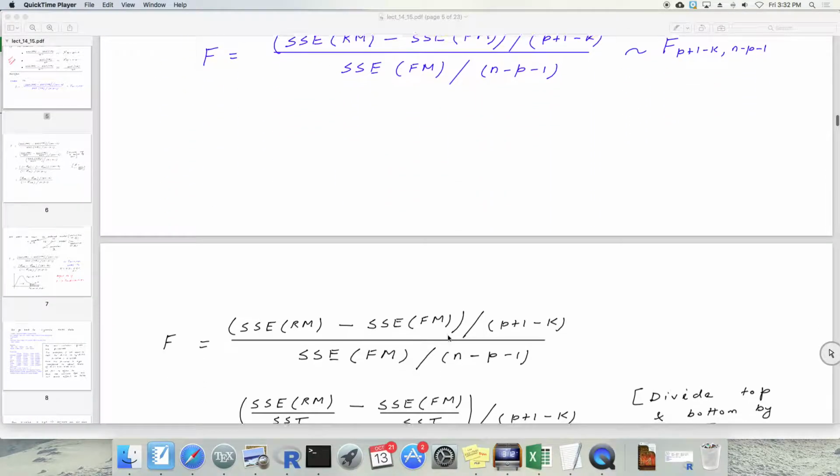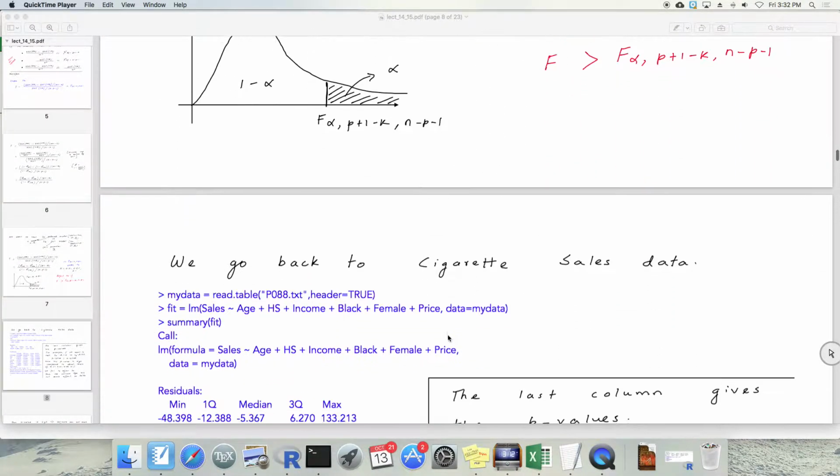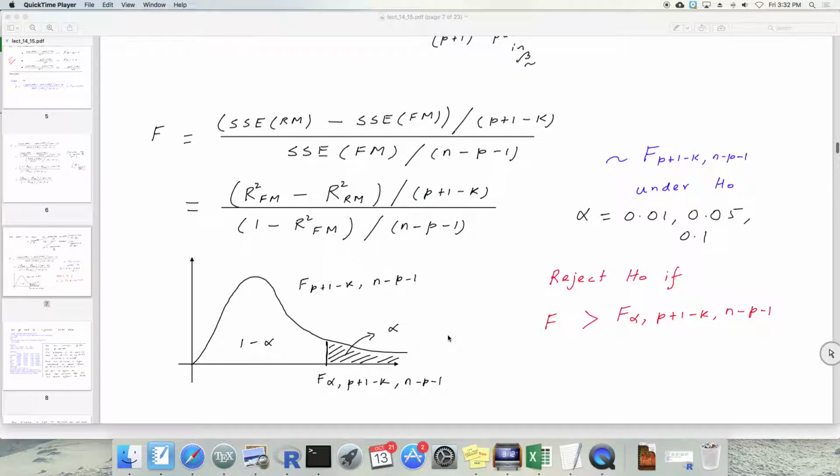And how do you use it? If F is big, then you reject H0. By big, how big do you mean? It's bigger than this number, the number above which there's alpha probability, below which there is 1 minus alpha probability. And this number has a particular notation in the textbook and elsewhere.